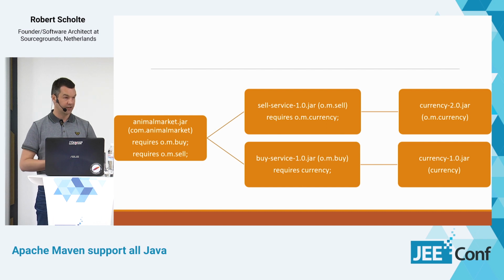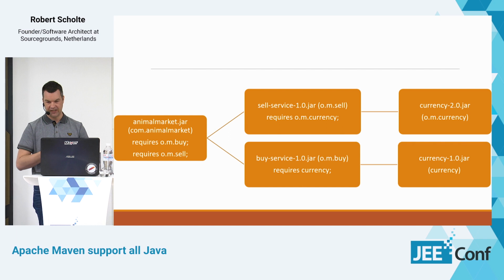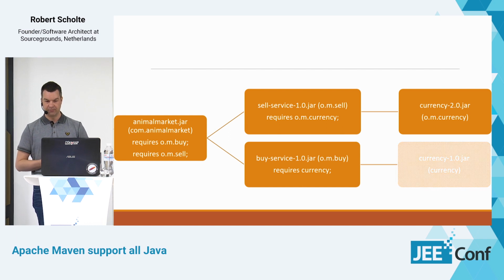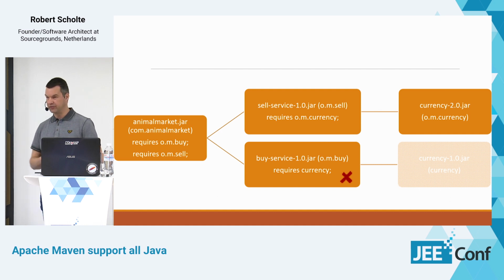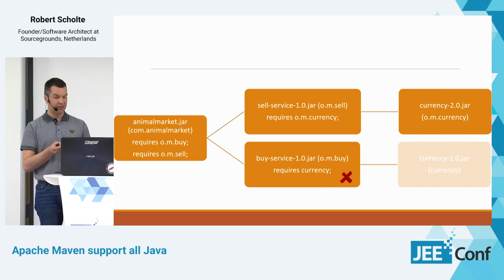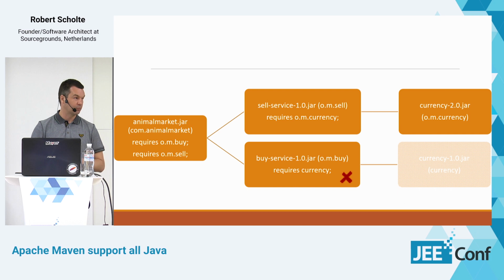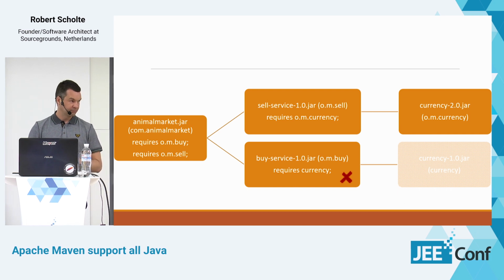Maven again sees there are two versions of the same artifact. Maven picks the first one, and again it won't compile, because the buy service requires the currency module, and this one isn't there anymore. Even though you could say, okay, based on the file name, it could calculate it, but the specification says no, every artifact can only have exactly one module name. So again, nothing you can do here.